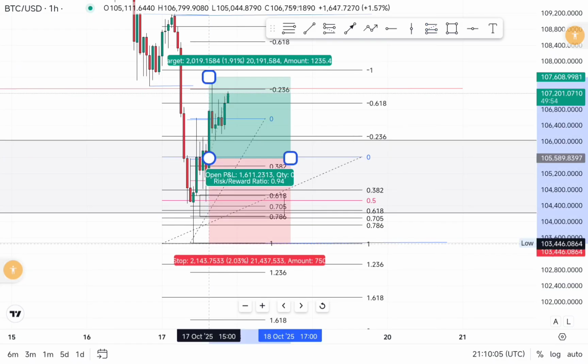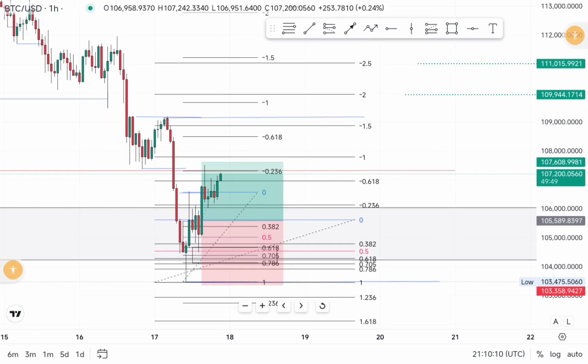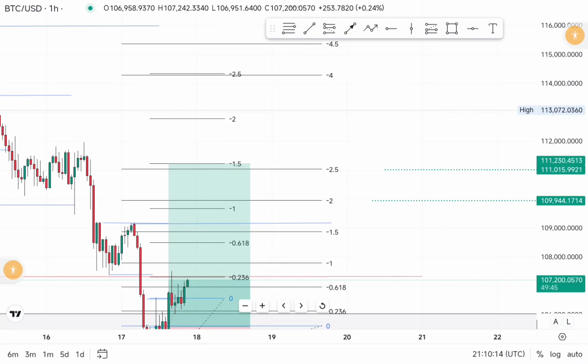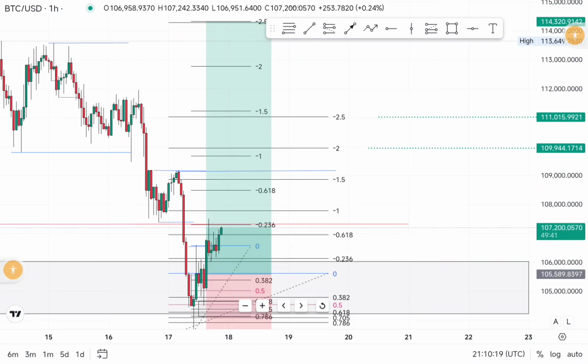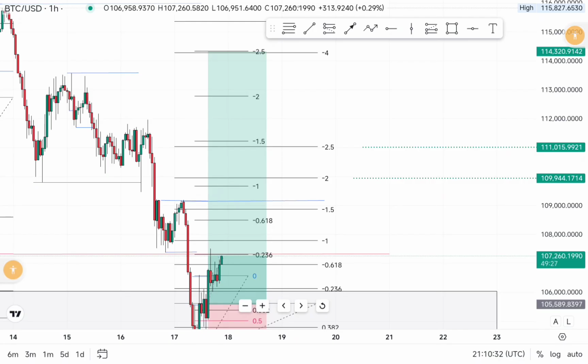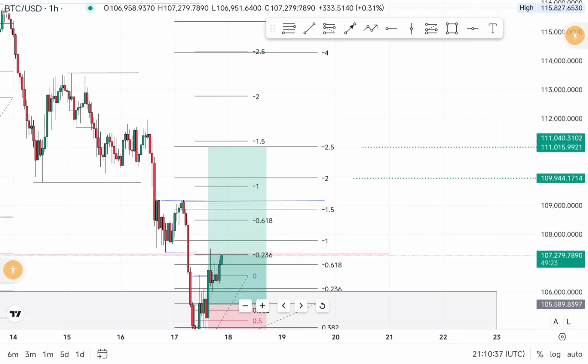But for me, I always like to make my entry at the level of break of structure from the body. So, like I told you guys, I'll be going into this trade, and my first point of exit will be around -2 to -2.5 region.